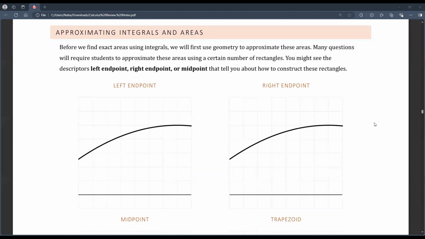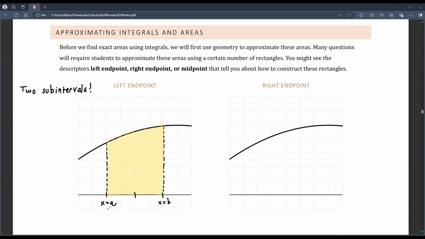When asked to use rectangles, like the ones we just saw, to approximate the area under a curve, we might need to use left endpoints to construct them. How would we perform a left endpoint approximation to estimate the shaded area from A to B using only two subintervals? We would first need to divide the interval into two equal parts. Then we would identify the two subintervals, acknowledging the fact that each subinterval has a left and right side. Since this is a left endpoint approximation, we will use the left side of each subinterval to construct rectangles under the curve. Find the function value at the leftmost x-value of each subinterval.